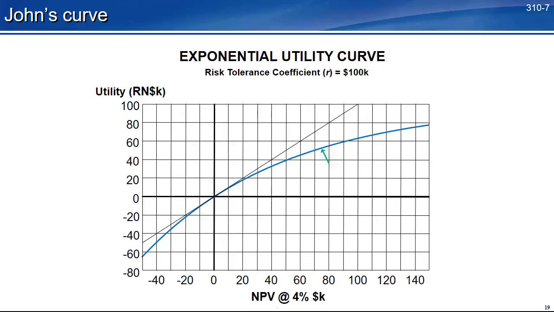The curvature is defined by a single parameter, a risk tolerance coefficient. Its symbol is lowercase r. I call the y-axis risk neutral dollars. It's not real money. However, 100,000 risk neutral dollars feels 100,000 times better than $1. R is just a scaling factor. Higher net worth people tend to be more risk tolerant and would assign a higher value to their risk tolerance coefficients.